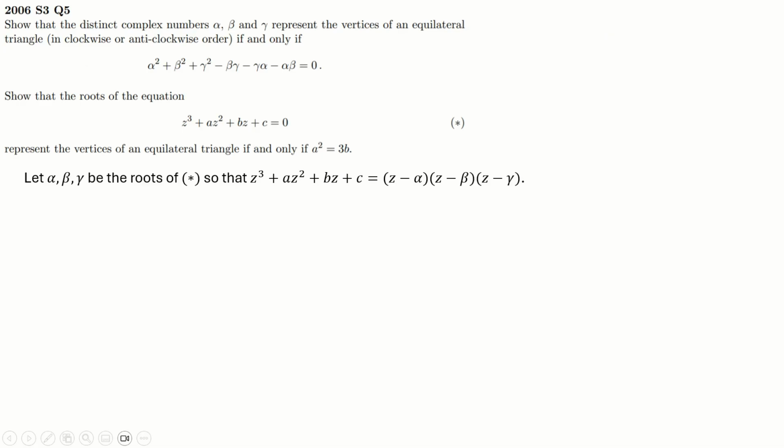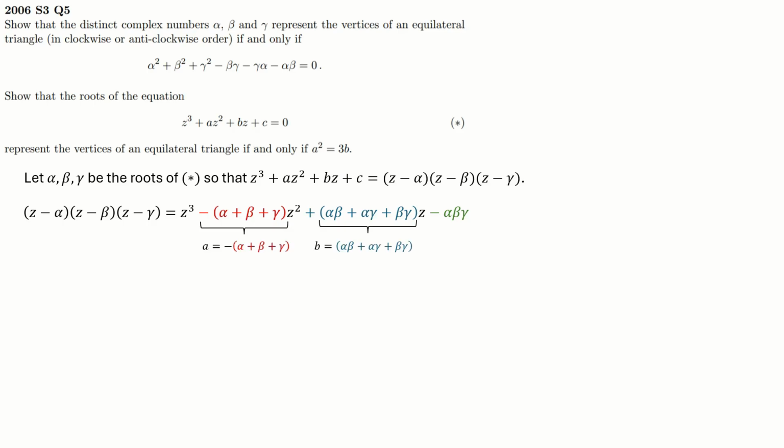So okay, we've got alpha, beta, gamma be the roots of that equation there, so that we can therefore write it as (z minus alpha)(z minus beta)(z minus gamma). So that's cool. Okay, we can expand that out, and this is just roots of polynomials stuff for people who have done that chapter, so that's not too complicated.